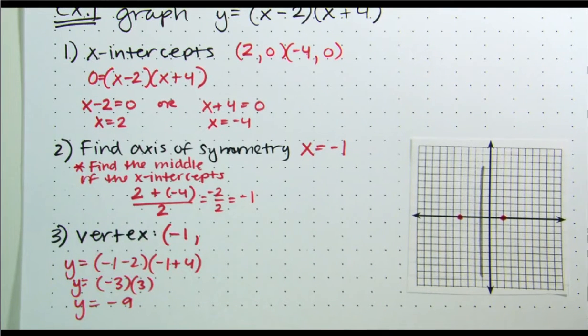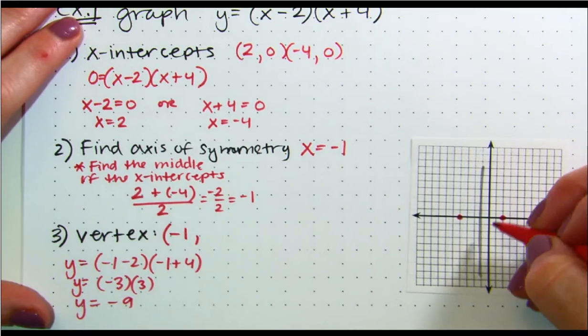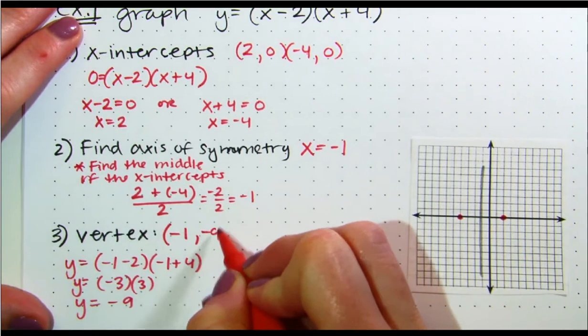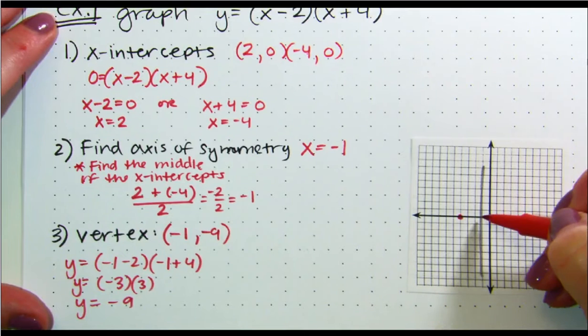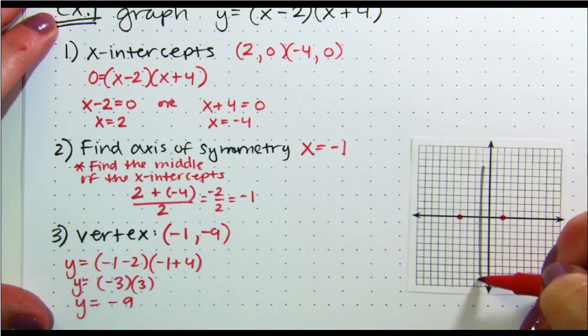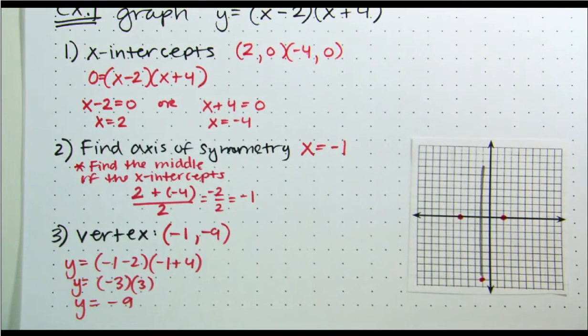And I get y equals negative 9. So now I have the point negative 1, negative 9. And you'll notice that the vertex is on my axis of symmetry, which is good.